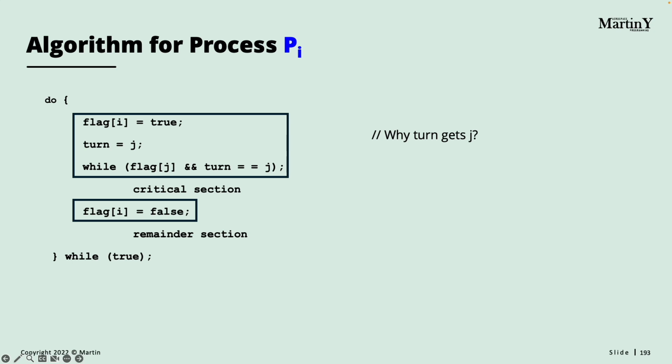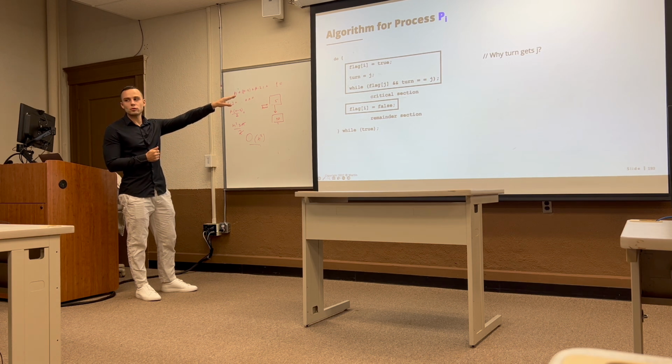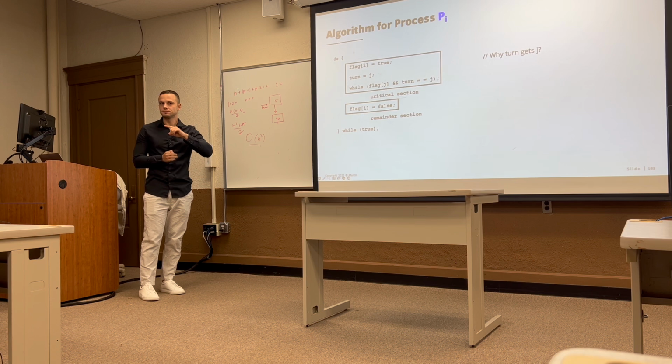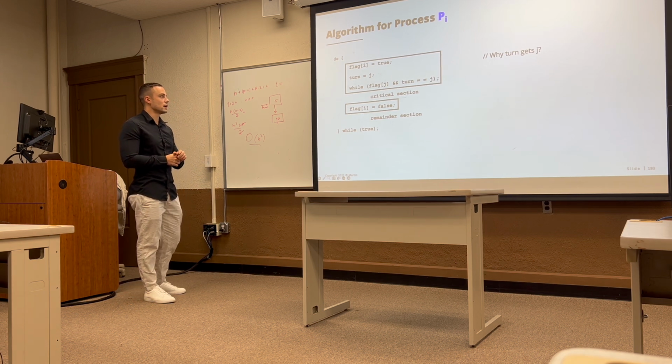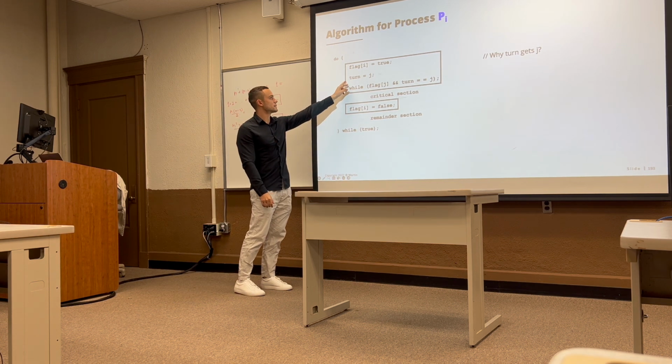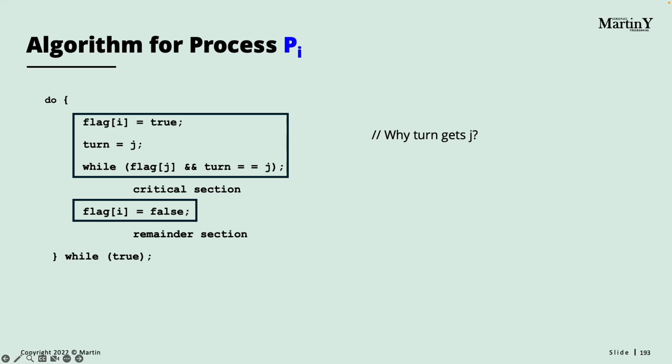Okay, so I will set the flag to true. After that, before going into my critical section, I will set the turn equal to J. So now it's J's time to decide whether they want to go or not. And J can run exactly the same algorithm, okay? So once we say it's J's turn, then we're continuously going to loop until the flag J is equal to true, okay, and it's J's turn.